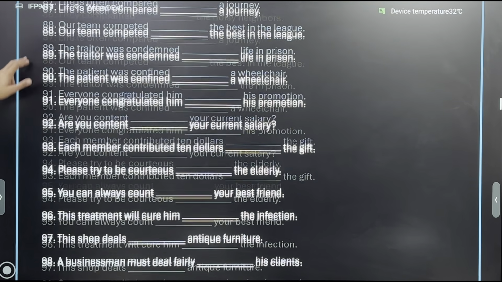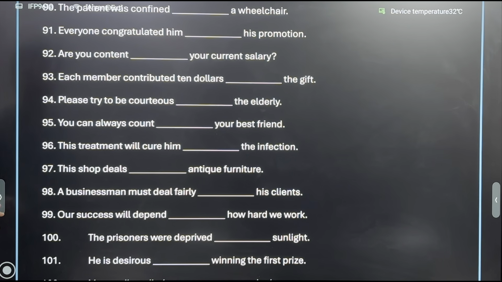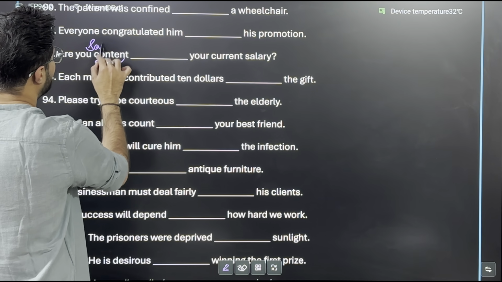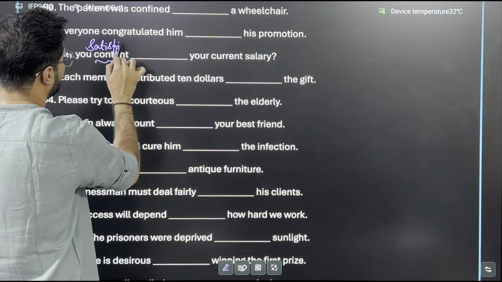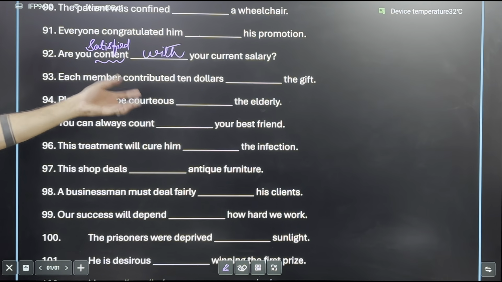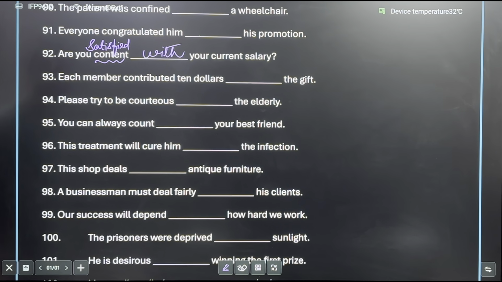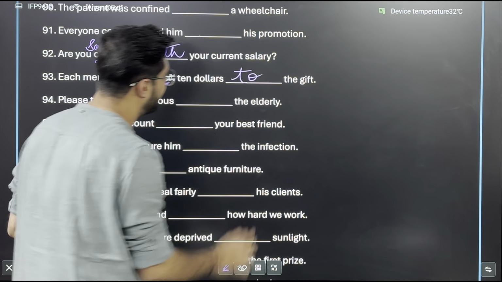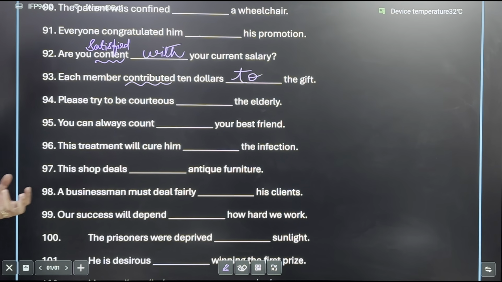Next one. Are you content? Content means are you satisfied with your current salary? Content with your current salary. Each member contributed $10 to the gift, to the fund, to the gift. उस context में use होता है.